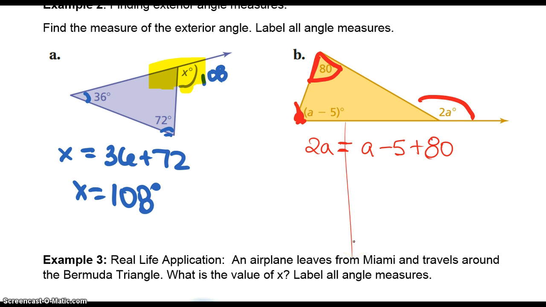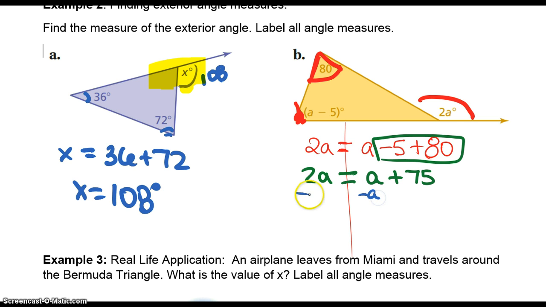So I'm going to go ahead and try and solve. What's my first step? I clean up. On this side, I have negative 5 plus 80. So I have 2A equals A plus 75. Remember, negative 5 and positive 80 is positive 75. At this point then, I subtract A from both sides because my variables want to be together. This is 1A, remember. So 2A minus 1A is 1A, or just A, equals 75.